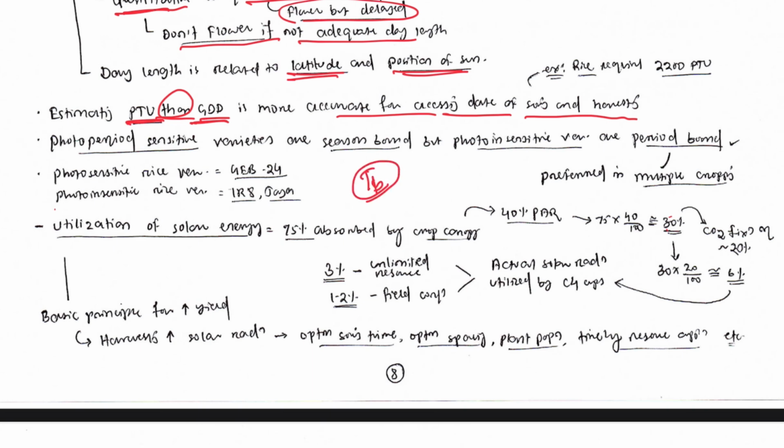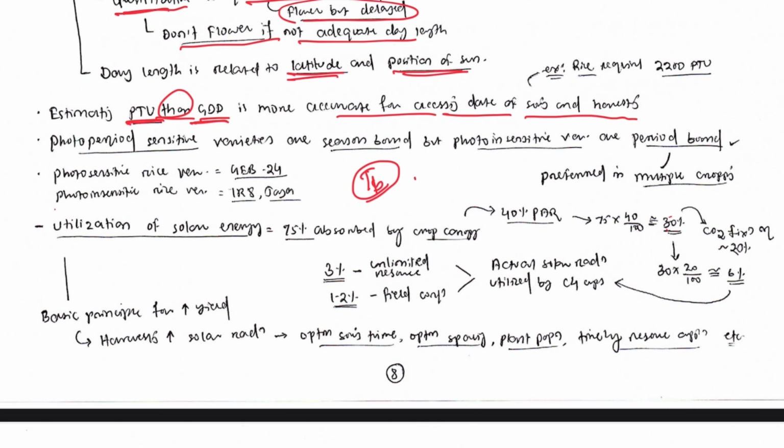Base temperature means below which crop growth will stop. Below that temperature there will be no crop growth. Suppose, let's say, for a temperate crop like barley, oats, then wheat, the base temperature is around 5 degrees Celsius. So if the temperature of the atmosphere is less than 5 degrees Celsius, plant growth will not happen. So that is the base temperature, right?